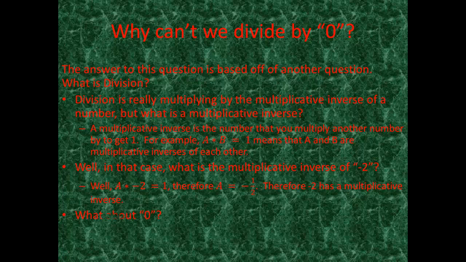But what about 0? In order for 0 to have a multiplicative inverse, x times 0 equals 1. But by definition, anything times 0 equals 0. Therefore, 0 equals 1. But 0 does not equal 1. Therefore, 0 does not have a multiplicative inverse.